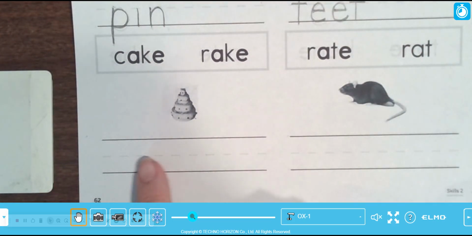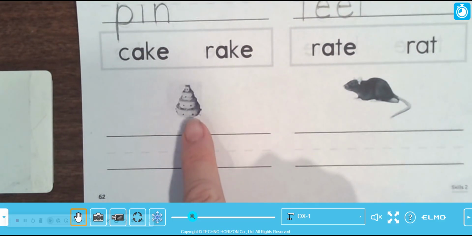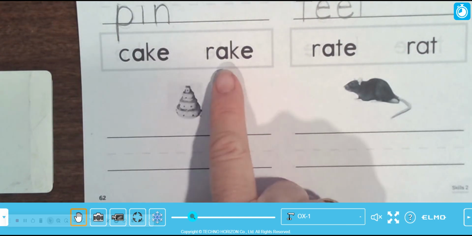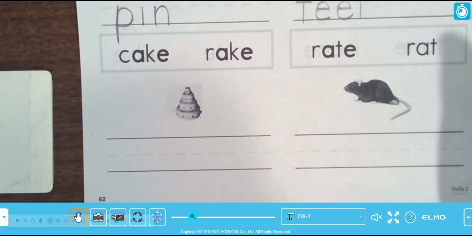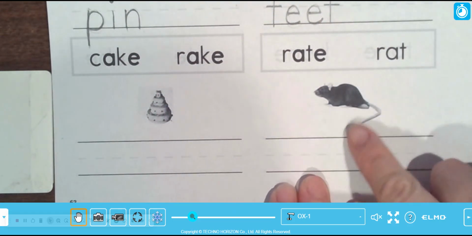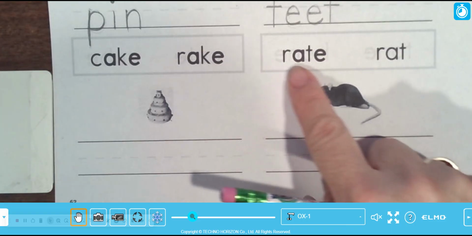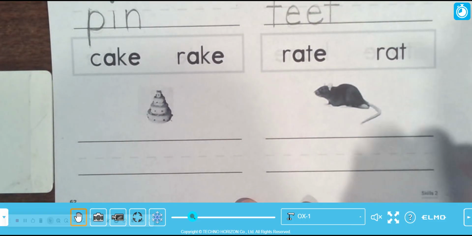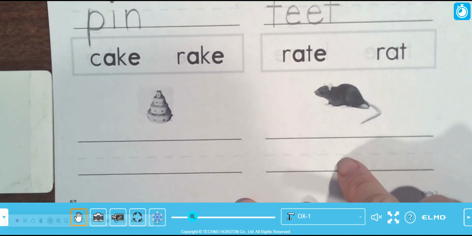Okay. Hopefully you wrote down here one of these two words that matches this picture right here. It could be cake or rake. Write down the word that matches. Okay, if you're done, we're moving on to this one. See this picture? Does this picture go with rate or rat? Which one? Rate or rat? Write down the word that goes with it right here.